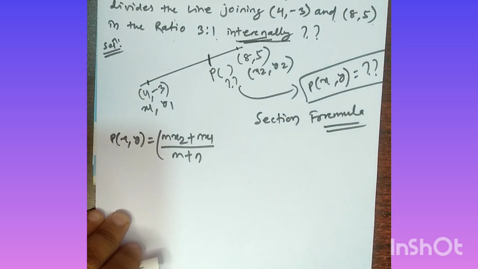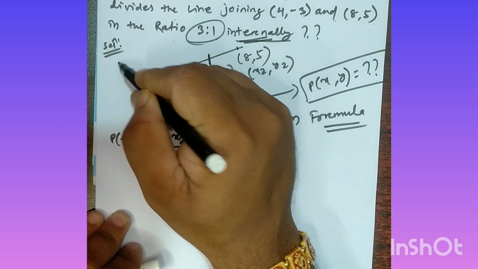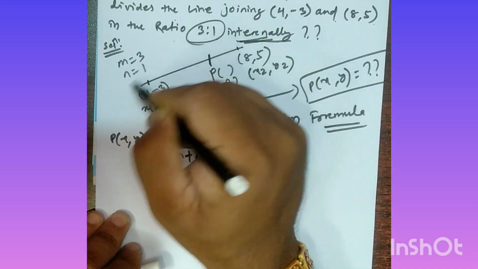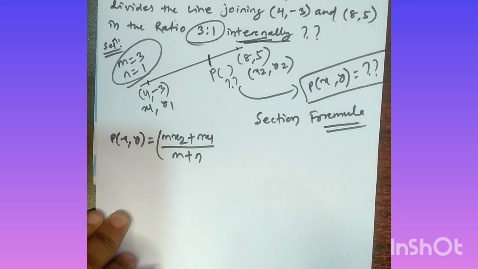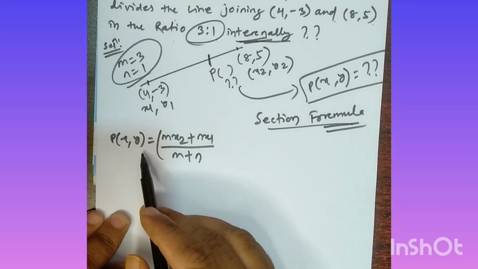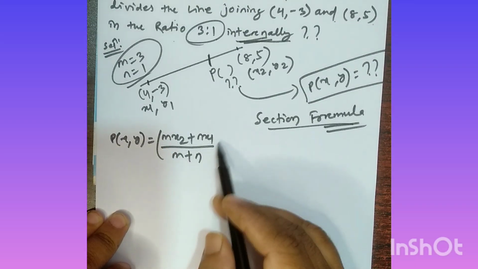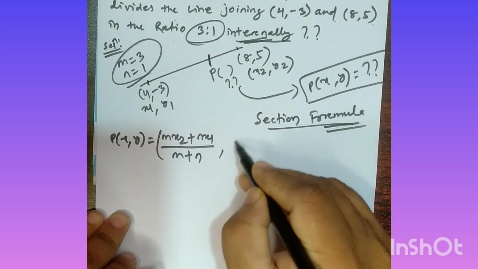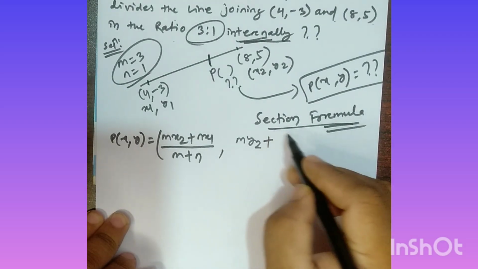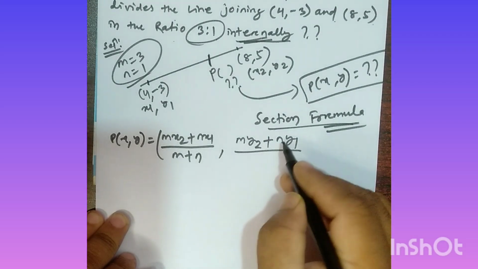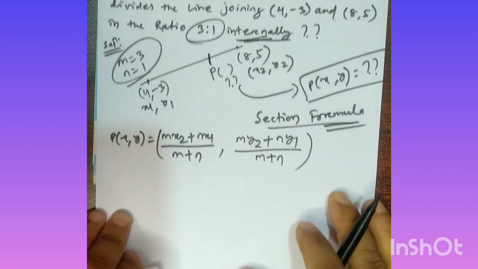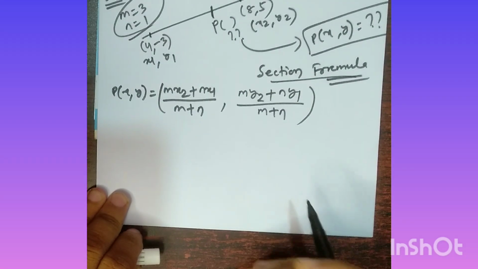You will ask, sir, what is m? Look at this: 3:1. So here the value of m is 3 and the value of n is 1. I'm writing the section formula: P(x, y) equals (mx2 + nx1) by (m + n), comma, (my2 + ny1) by (m + n). Simple. Just put the values and you will definitely get the answer.